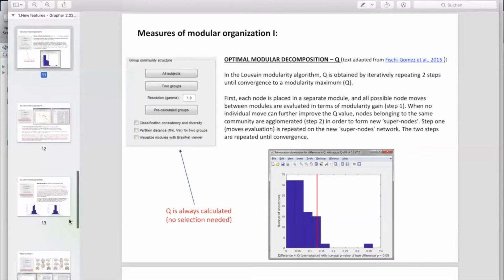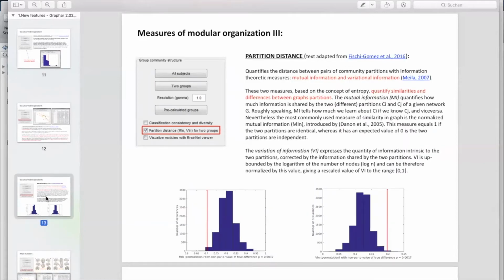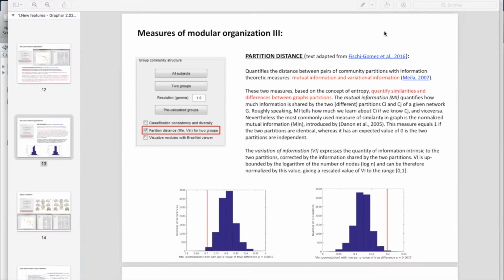And then there's another measure that you can use for making inferences whether modular organization would be different or similar across groups. So here we can use mutual information or variational information, and mutual information quantifies how much information is shared by the two partitions, and variational information is basically an opposed measure, tells you how the information varies between those graph partitions. And as you see here, this is the null model distribution that you'll get out for example, 1,000 or even 10,000 random ID shuffling across groups.